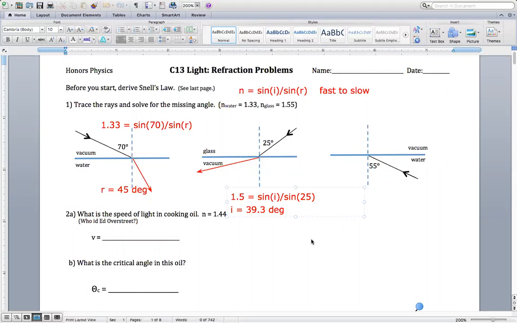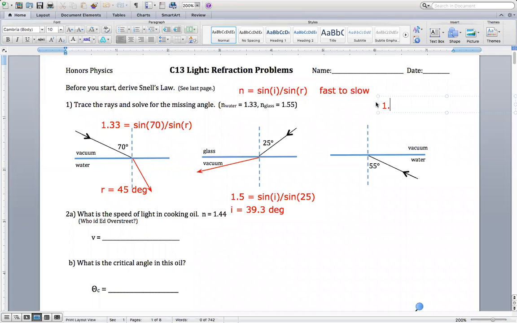Okay, let's see what happens over here. We've got the light going from water to a vacuum. Again, it's going from slow to fast. So you would think that it's going to go straight. No, it's going to bend away from the normal. But you got to be careful about this angle. Kind of large. Let's try something.